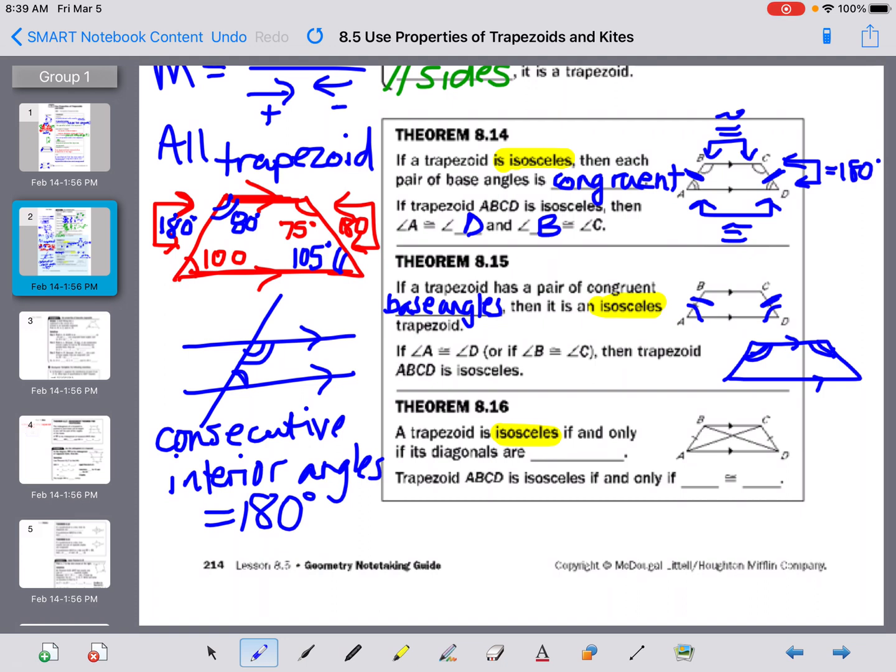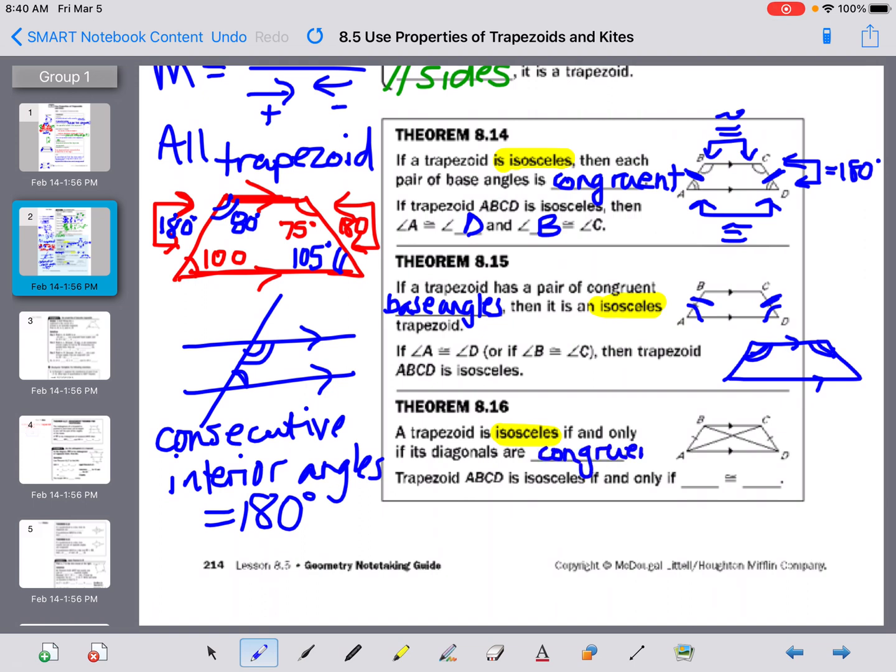Okay, so if one pair is congruent, then the other pair will also be congruent to itself, and those legs will be congruent, and it's isosceles.